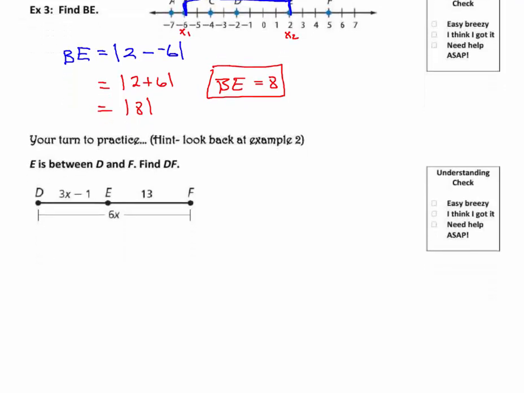Last one. Why don't you go ahead and practice this one, and when you come into class tomorrow, we'll go over it and make sure everybody's feeling good about it.